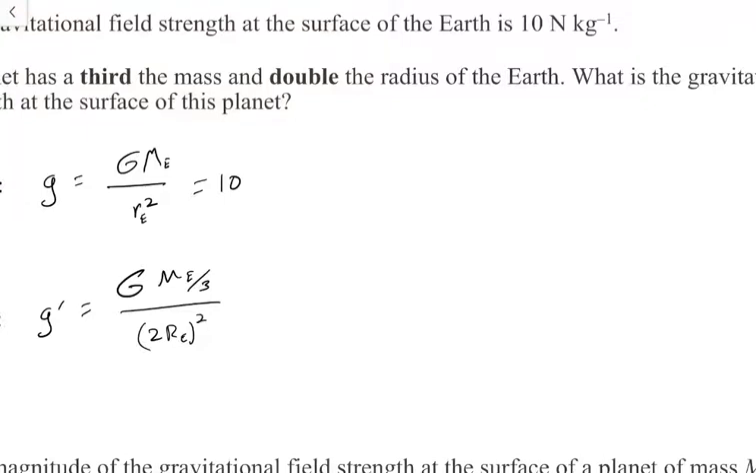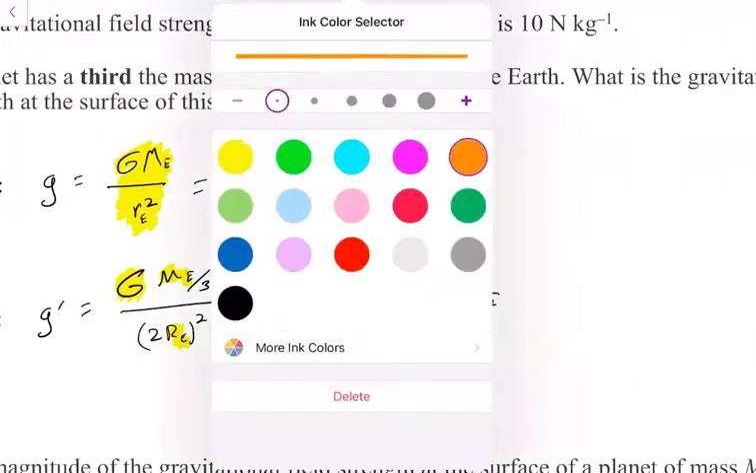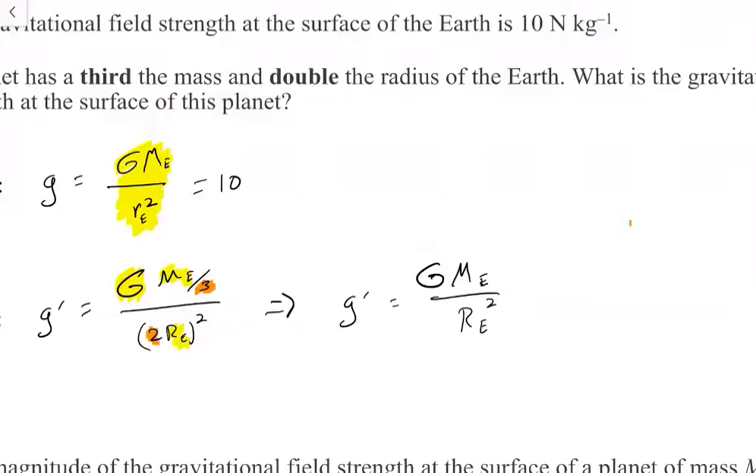So I know what the value of this is. I want to look in this relationship and find where I can see those. I see a G, and I see an ME, and I see an RE. So we need to just solve for those and factor those out of this. So this becomes G prime is equal to G mass of Earth divided by RE squared, but I have not forgotten about, let's do it in orange, my third and my 2 squared.